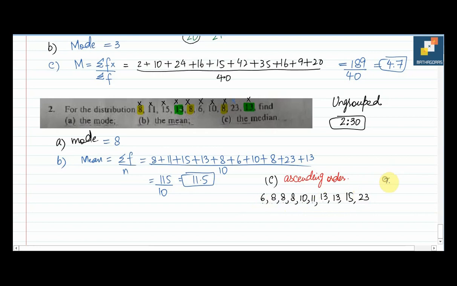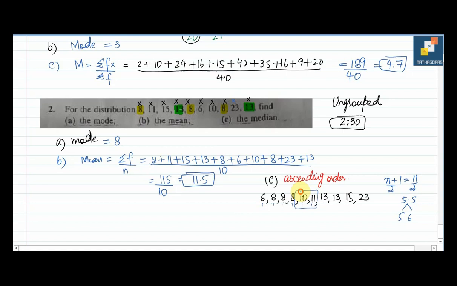The working formula is (n plus 1) divided by 2. N is 10, 10 plus 1 is 11, divided by 2 leads to 5.5. That indicates the 5th and 6th terms. So first we need to highlight the 5th and 6th terms. So 1st, 2nd, 3rd, 4th, 5th and 6th.